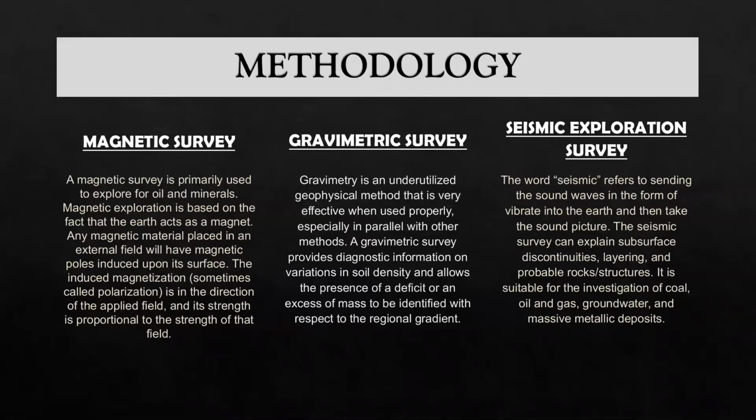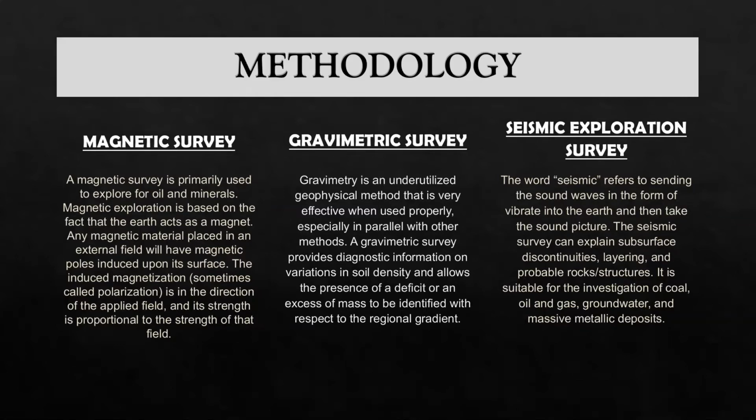There are three methods commonly used in petroleum exploration. First is magnetic survey. A magnetic survey is primarily used to explore for oil and minerals. Magnetic exploration is based on the fact that the Earth acts as a magnet. Any magnetic material placed in an external field will have magnetic poles induced upon its surface. The induced magnetization, sometimes called polarization, is in the direction of the applied field, and its strength is proportional to the strength of the field.